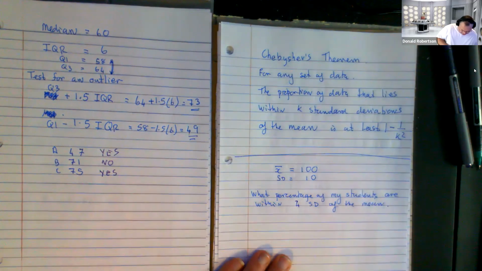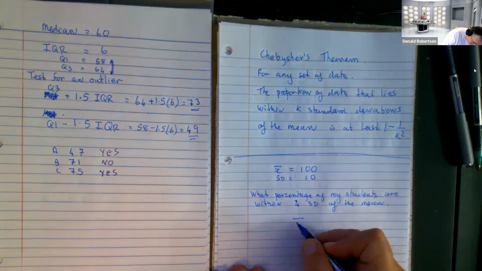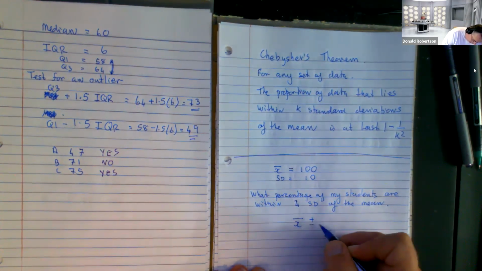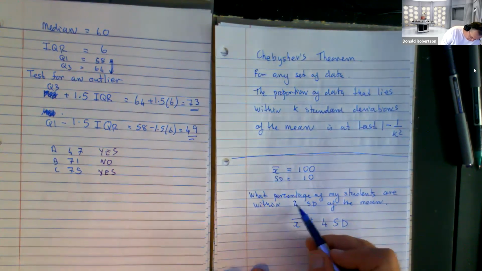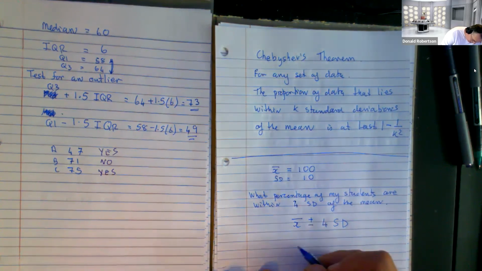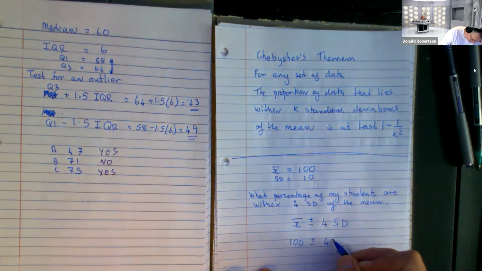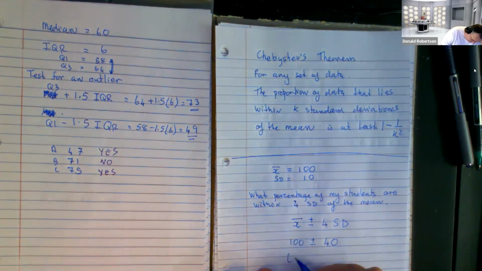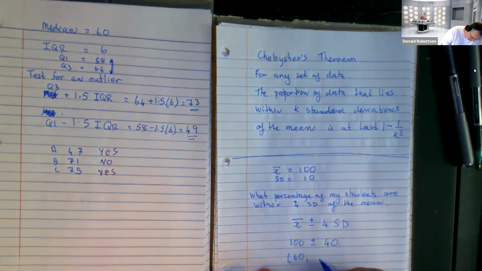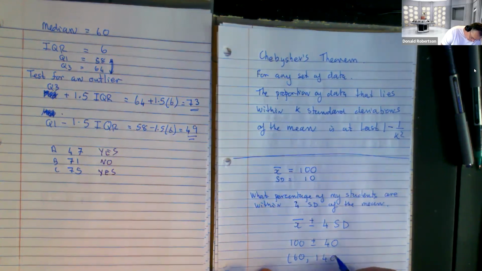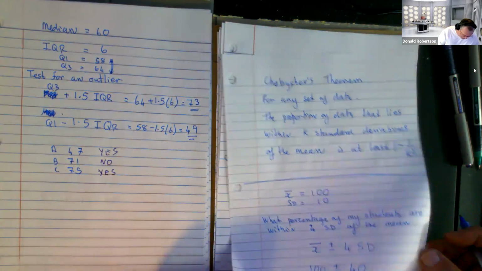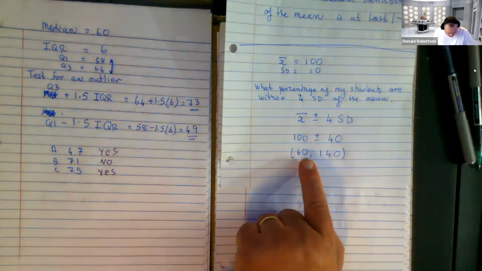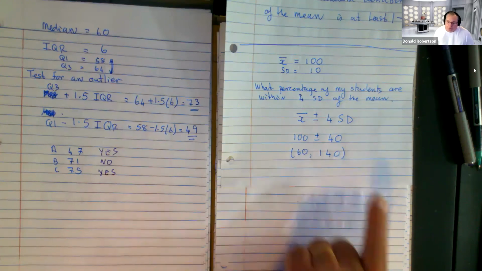Well, let's see what that looks like. You take the mean and you do plus or minus 4 standard deviations. That's what it means when you say within 4 standard deviations of the mean. So 100 plus or minus 4 times 10, which is 40. So that would be an IQ of 60 up to an IQ of 140. I would like to know what percentage of my students will have an IQ in the range 60 to 140.